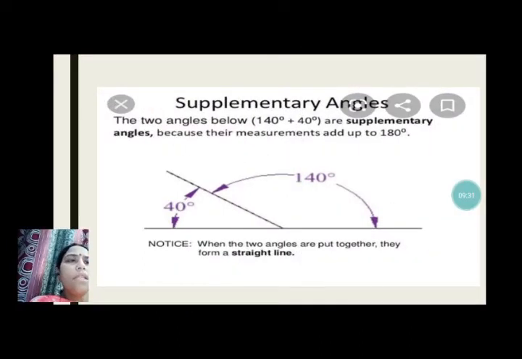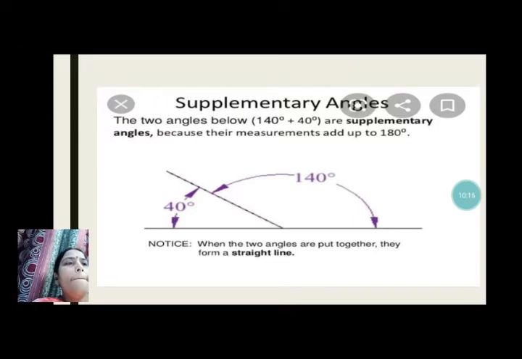So here also, let us see with more examples. The two angles below, 140 degrees plus 40 degrees, are supplementary angles because the measurements add up to 180. Notice that when the two angles are put together, they form a straight line. 140 and 40, when put together, make a straight line. That means it is a straight angle, and that is also called a supplementary angle. 140 plus 40, add and see, we get 180. That is a supplementary angle.